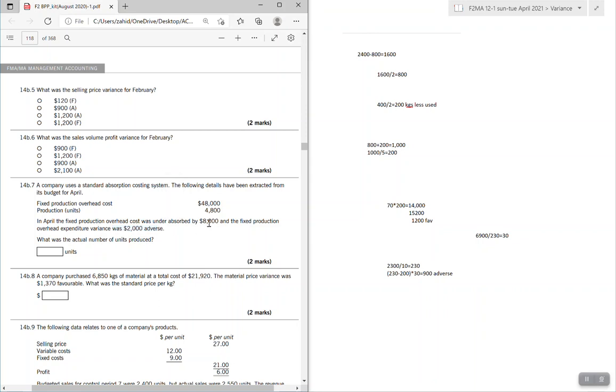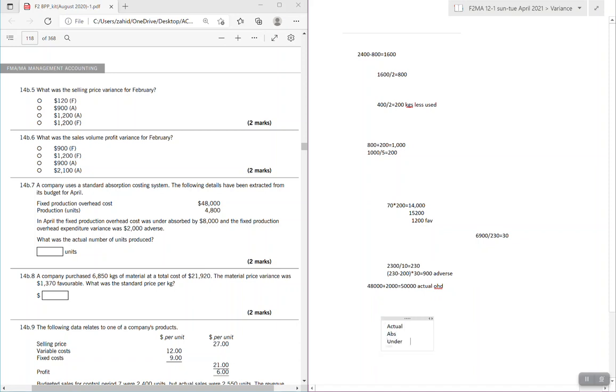Okay, remember, under or over absorbed is the total variance, and then expenditure is just the sub part. So if budgeted is 48,000, and we have 2,000 adverse, that would mean our actual overheads is 50,000, because the difference between budgeted and actual is your actual overheads. If this is actual overheads and we have 8,000 under absorbed, remember we write actual, we minus absorbed from it, it gives us under or over absorbed.